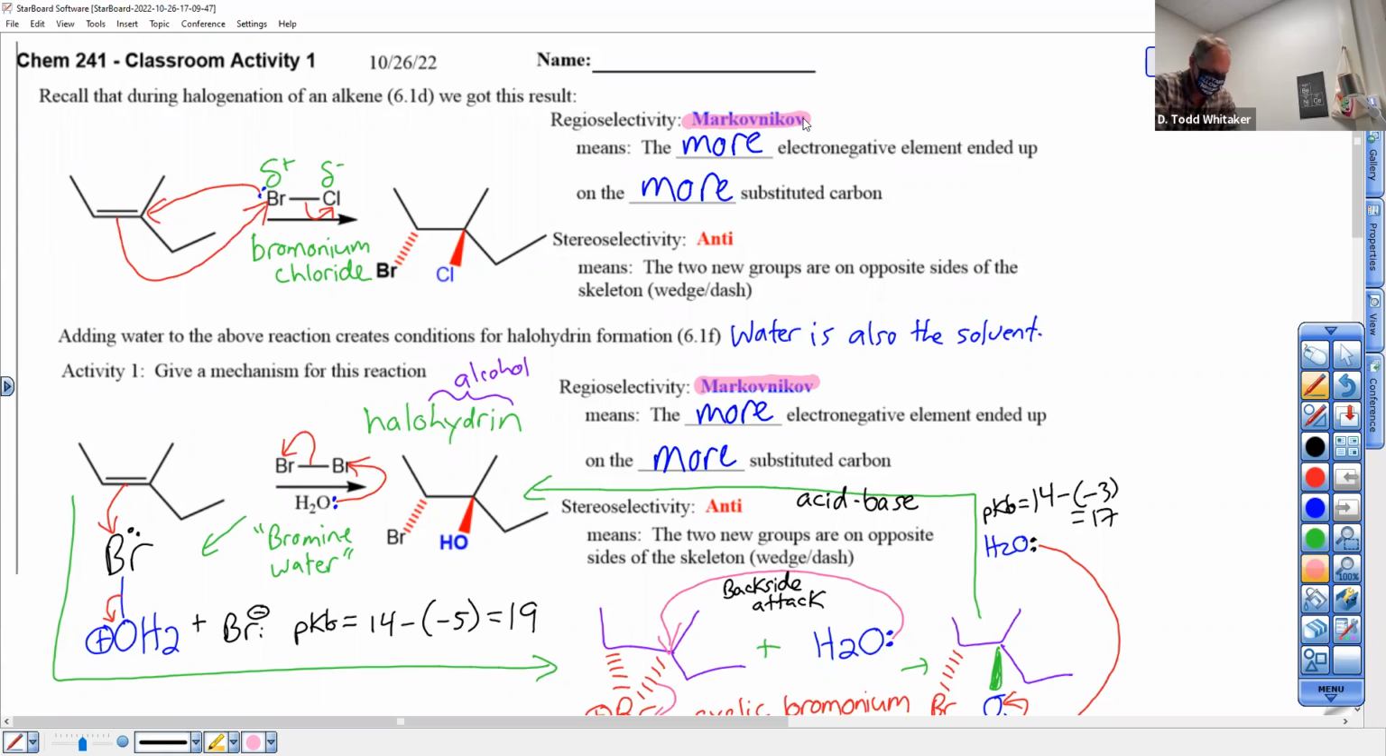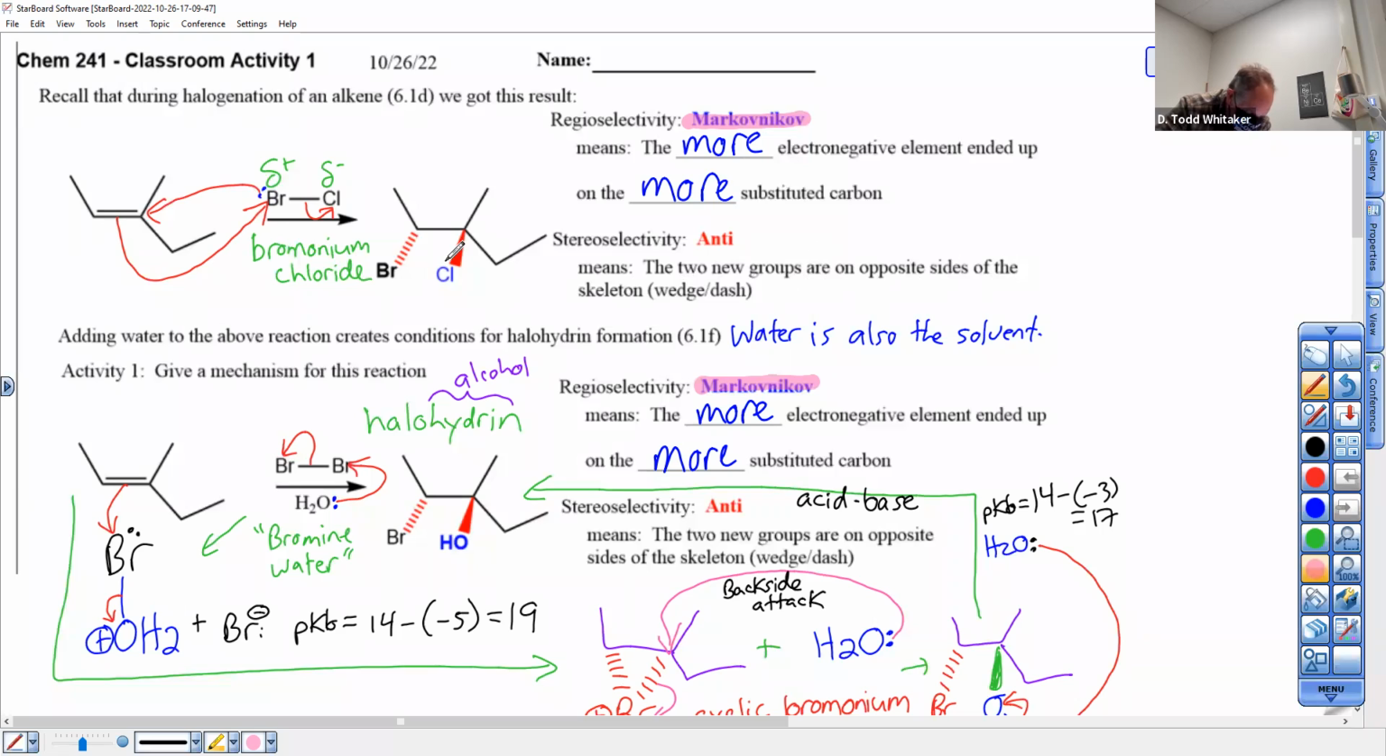And there's another type of selectivity that has nothing to do with which group goes to which region. No. It's which group goes on which side of the alkene. One of the groups is in front of the alkene, and one of the groups is behind. How do you describe that? Anti. The two new groups are on opposite sides of the skeleton.